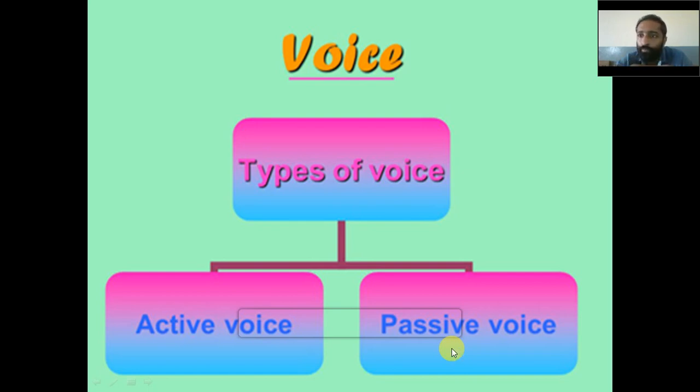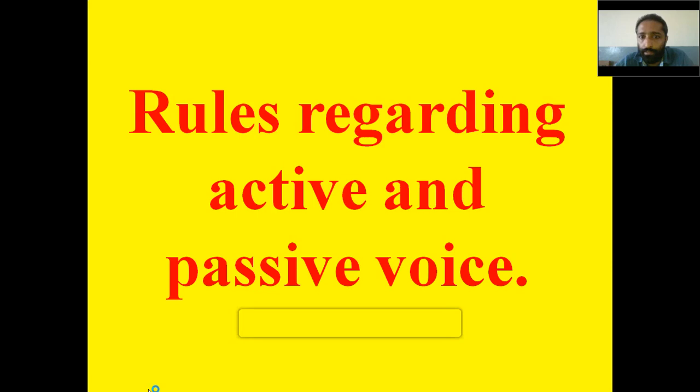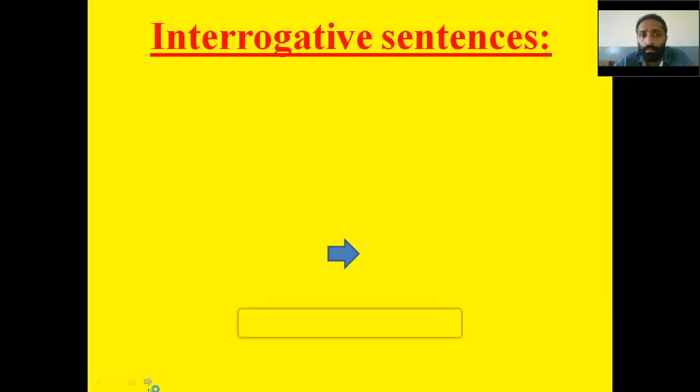I hope so far you are clear with the topic called active and passive voice. If there is no doubt, please kindly ask me, and try to make your own examples and send me for correction. So we begin with the interrogative sentences. Rules regarding active and passive voice. We'll be dealing with the interrogative sentences in the coming classes.